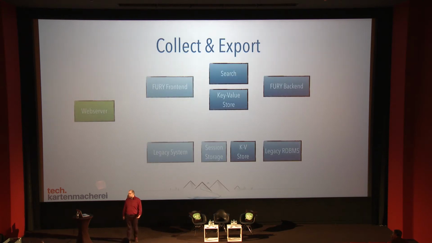We call that collect and export. We first collect the information from our legacy database. Then we take the data, play a bit around, render some HTML, and put it into our key value store and some data into the Elasticsearch for our customers on the category page.